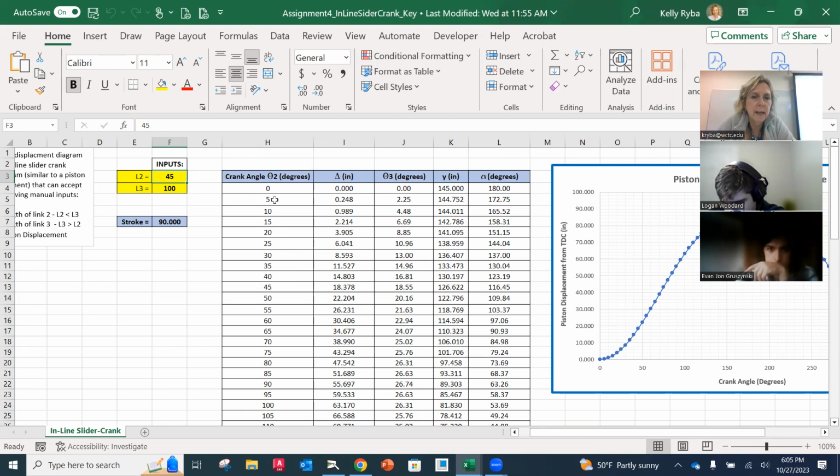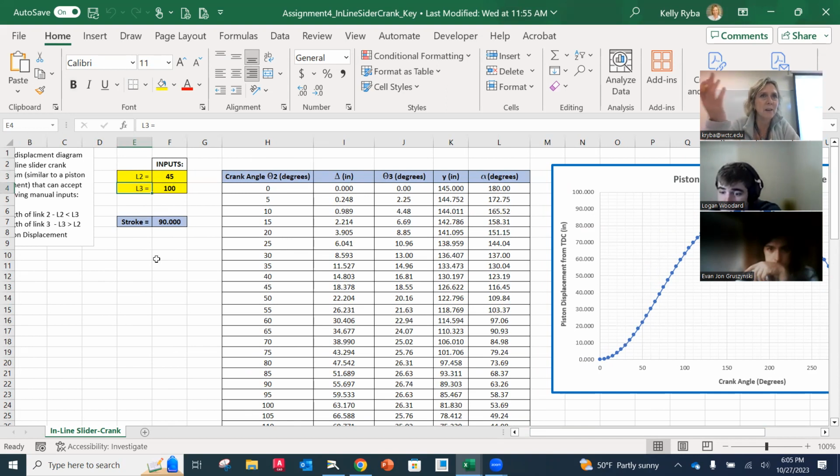But in this case, here's my crank angle. I move this every 5 degrees, even though the assignment that I have for you, I want you to check it every 30 degrees, but the spreadsheet does every 5, just so that the graph is more accurate, and you can put as many points in as you want. But how this works is L2 is going to correspond to the length of link number 2, or your crank. Okay. And then L3 is going to correspond to the length of link number 3. Okay.